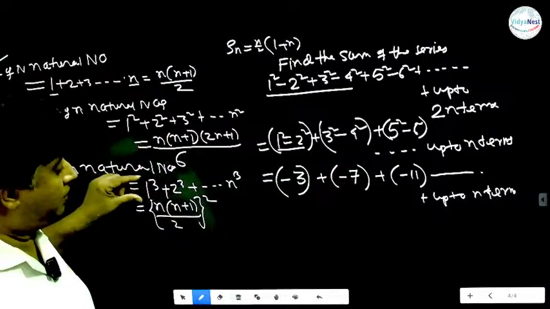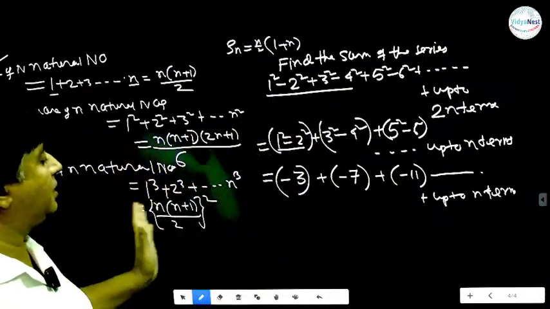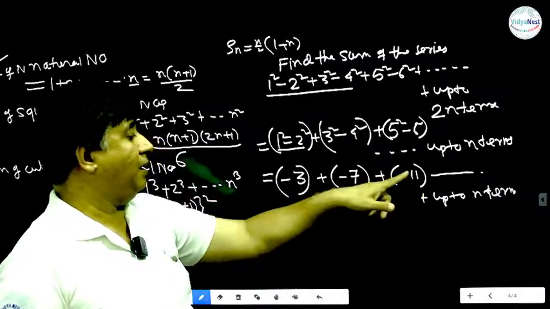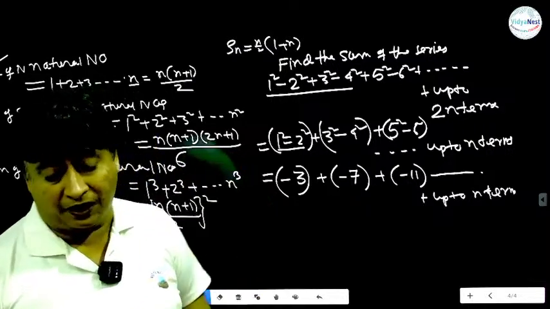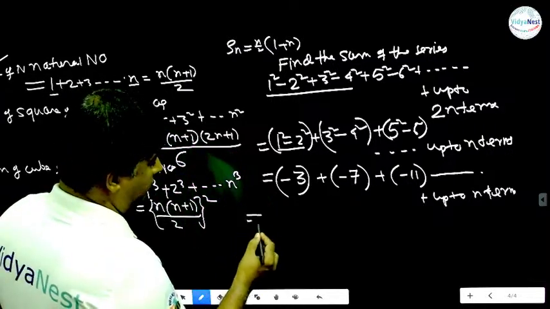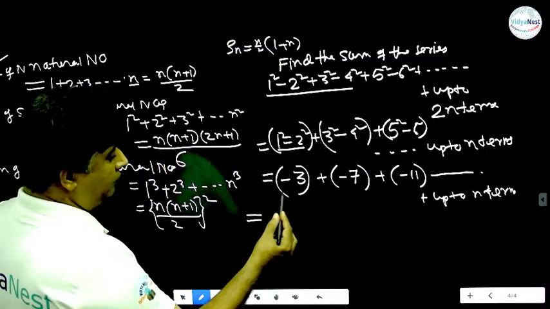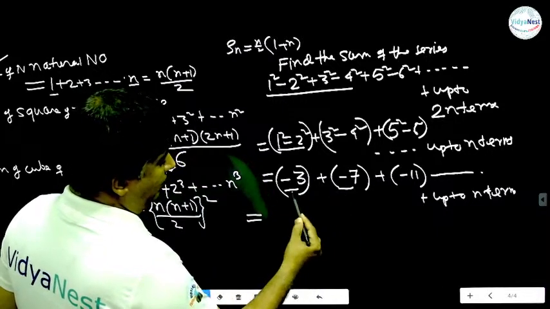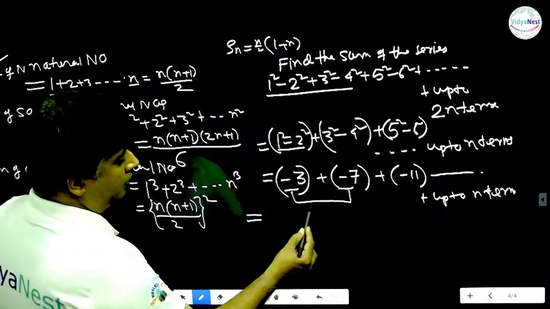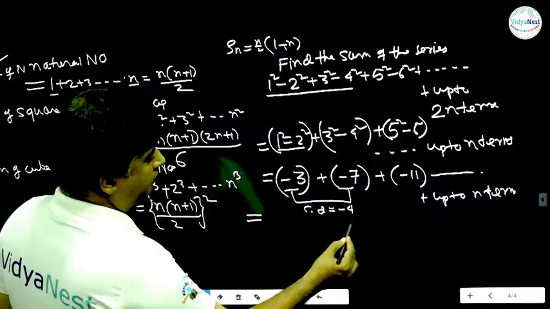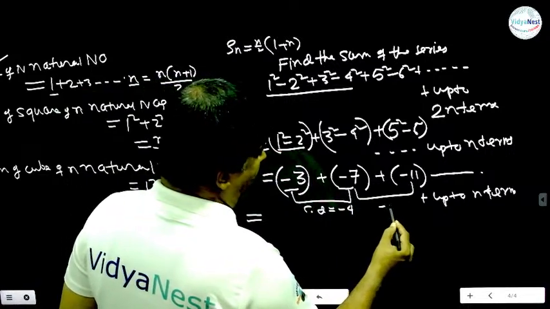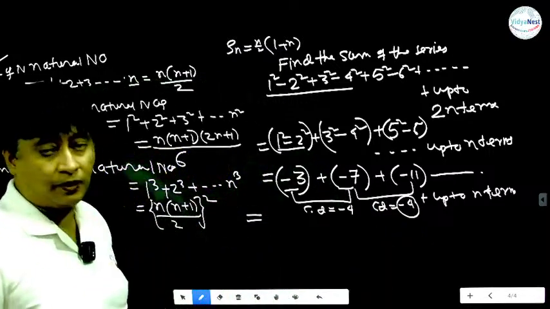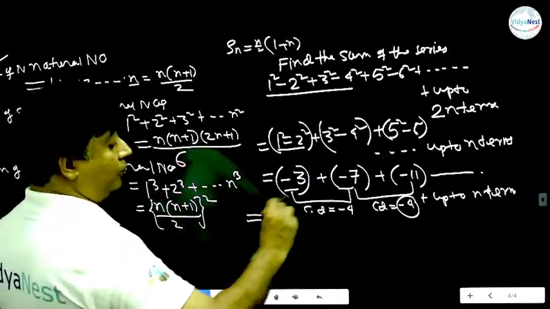Once you get that, you are getting a series in decreasing order, but they have common difference. Minus 7 and minus 3, and minus 11 and minus 7 have same difference. Their common difference is minus 4. Minus 3 and minus 7, common difference minus 4. Minus 7 and minus 11, common difference minus 4. Yes or no? Yes, sir.